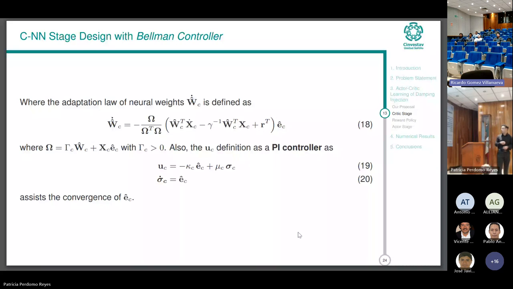To design the reward policy, we can propose this expression in order to penalize the agent where the sliding variable is out of the epsilon threshold. And if we are within the permissibility value, we don't penalize the agent.